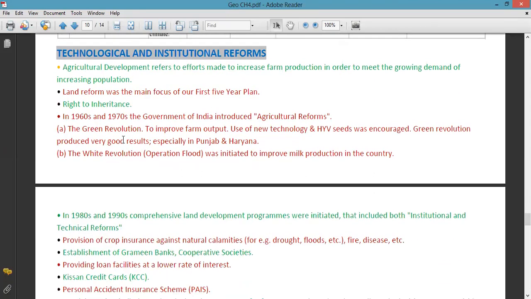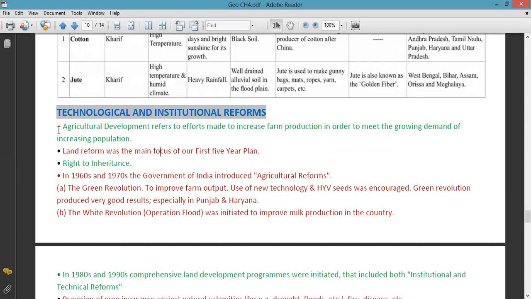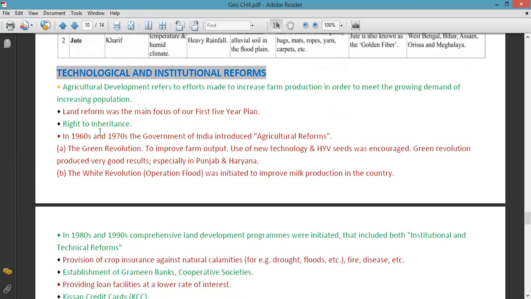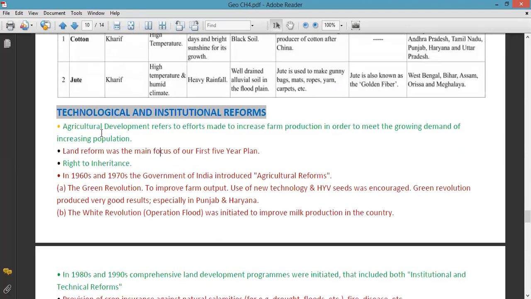But from an exam point of view, you can just store the information under a single heading. That may be technological or institutional reforms. Generally, what are the reforms made in the agricultural sector? Here I have listed them from your textbook. We will see them one by one.